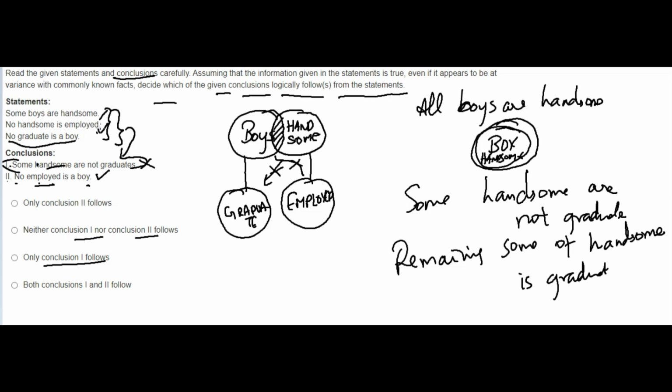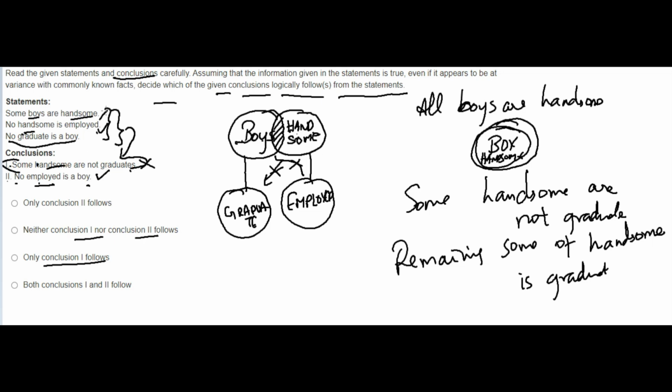But no handsome is employed. No handsome is employed, but some boys are handsome. So I think you might have some confusion. Listen to me very carefully, because boys are here and afterwards handsome are here. There is some relation between boys and handsome, but boys are not graduates. Yes, they clearly said that. And the handsome are completely, what I say, not employed, but among the handsome there may be some graduates. So better you take only conclusion one follows. Some handsome are not graduates.